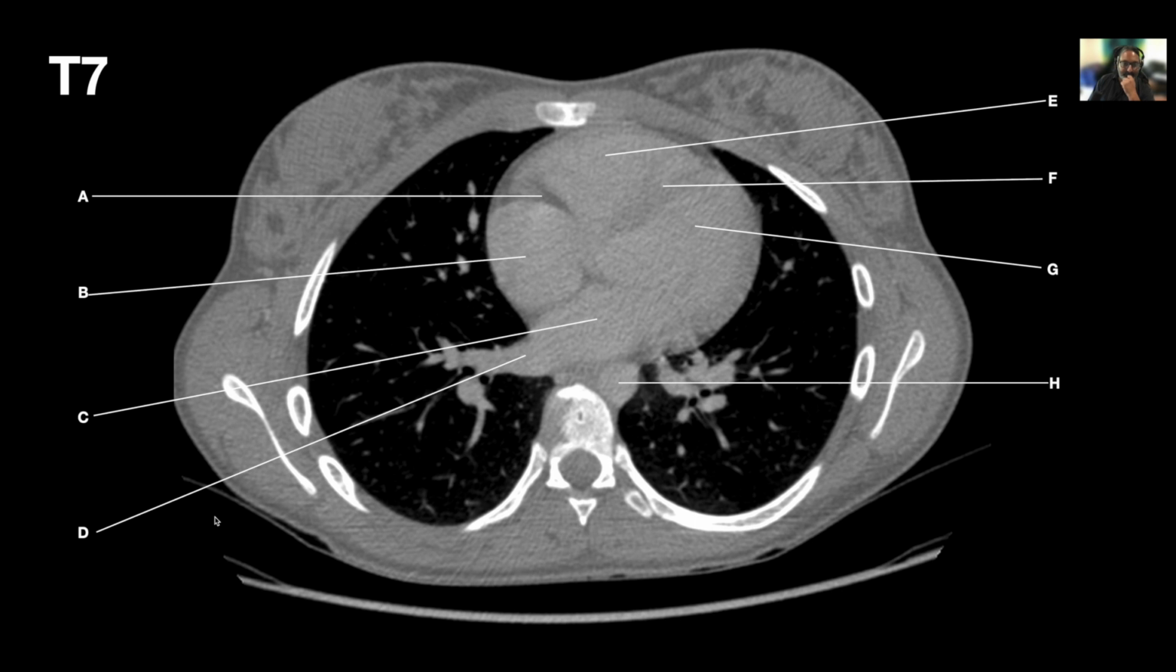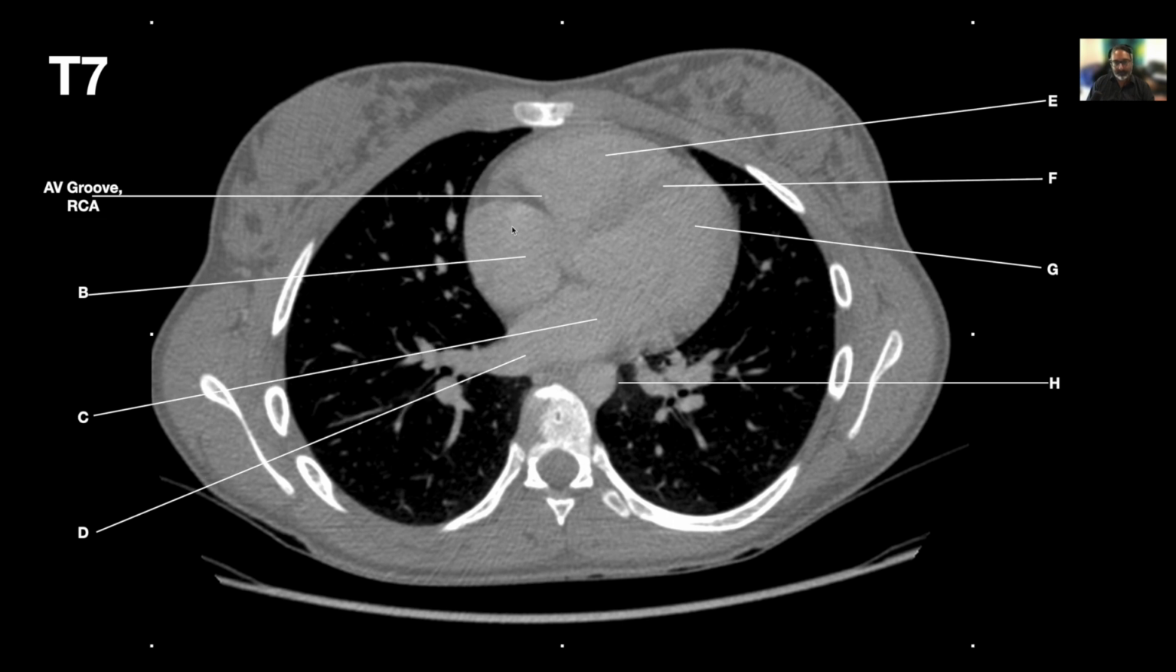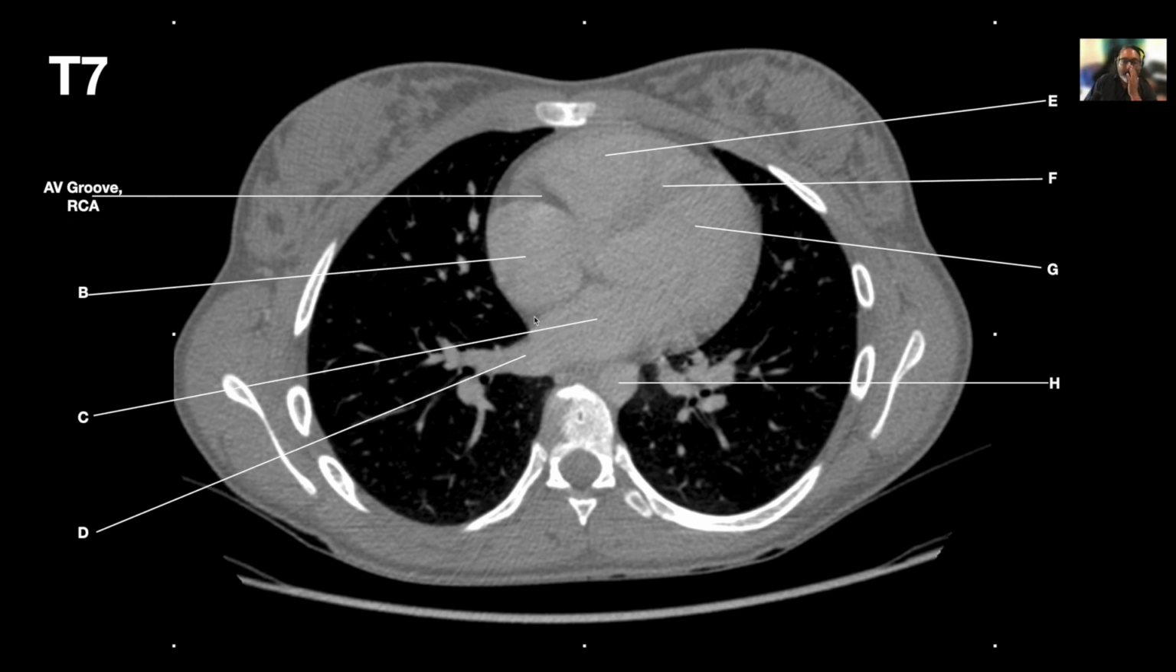Okay, so we've got more structures now. A would be an atrioventricular. Oh, it might be. It's not the coronary sinus. AV groove is fine. The right coronary artery would be here also, but you can't see it. Right, coming down, yes, absolutely. B is the right atrium. And then the left atrium.